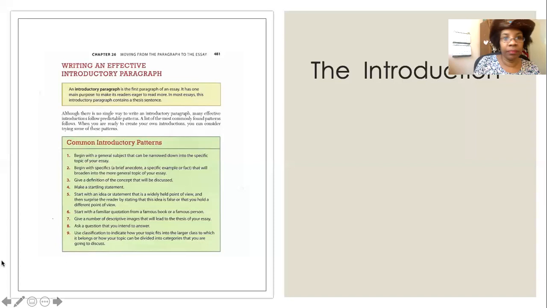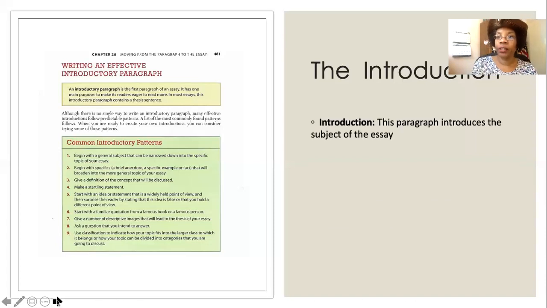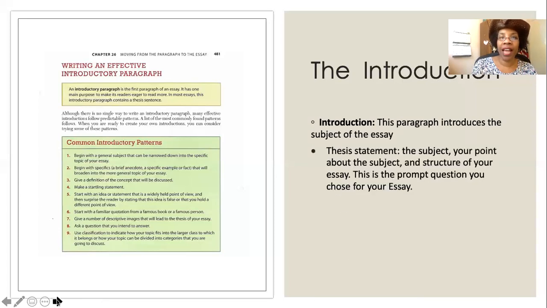So now, some introductory paragraphs. The introduction: this paragraph introduces the subject of your essay, the thesis statement, the subject, your point about the subject, and the structure of your essay. This is the prompt question you choose for your essay, right?